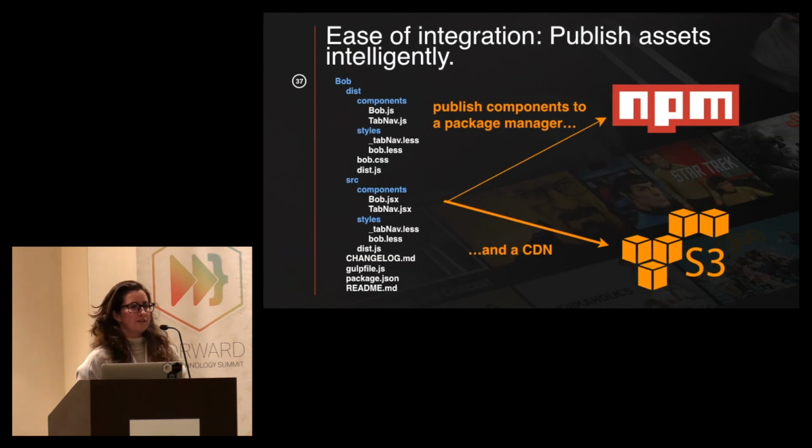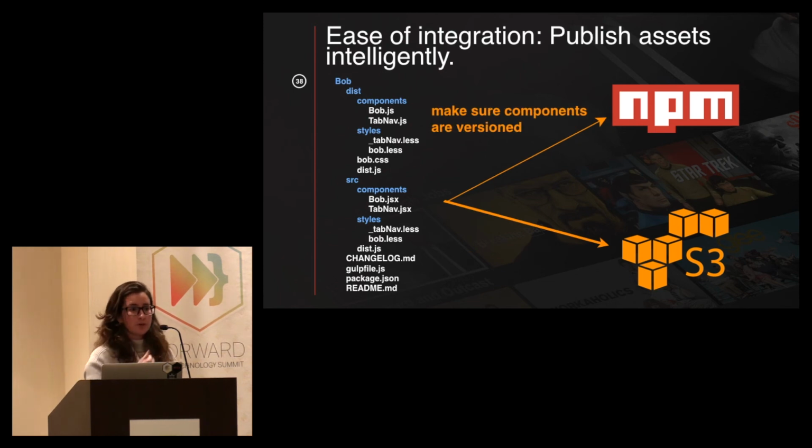The first way to do that is to publish your assets to multiple places. You can publish your component, the source code, to NPM or some sort of package manager, and you can also publish it to a CDN. By having it published in multiple locations, you allow other teams to pull in that component in whatever way works best for their development environment. So someone using Gulp and Browserify can NPM install it, or someone else who's using just a CDN can just load it via a script tag on their page.